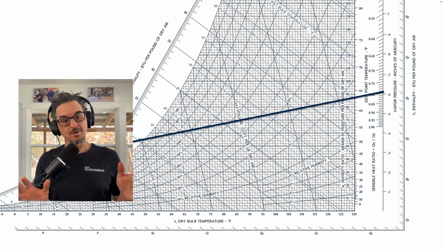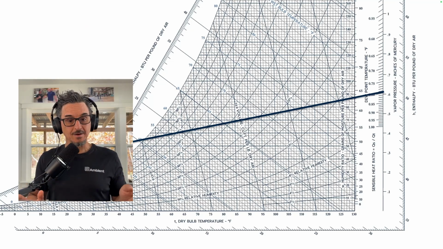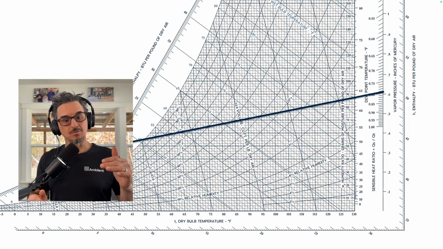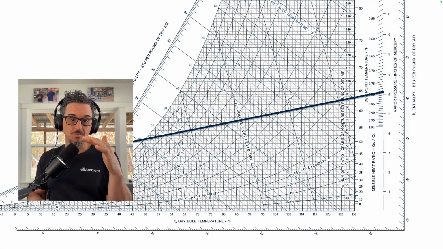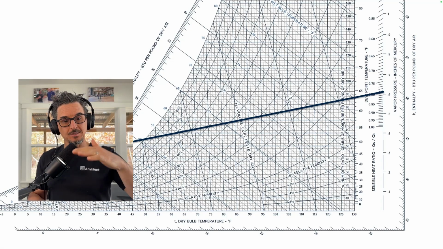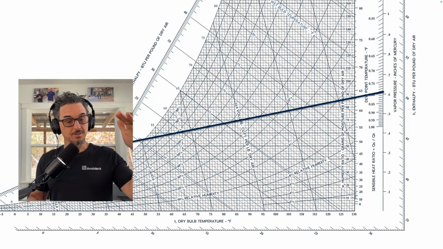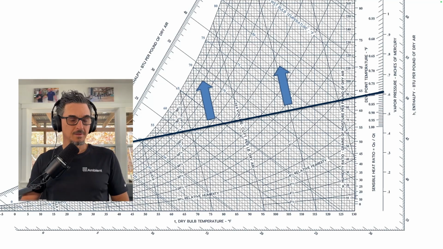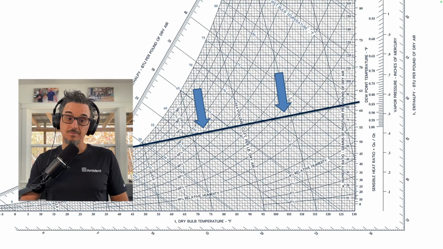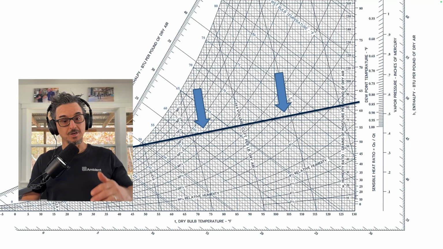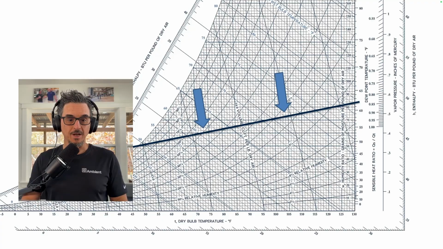Now here's what's important to note about this line here. What's important is the ratio, or the slope or the slant, not necessarily the location. So you can move this line anywhere, up or down the chart, and as long as you're keeping the slope the same, you're always representing a 0.8 SHR, which is the ratio of sensible heat to total heat of the space.